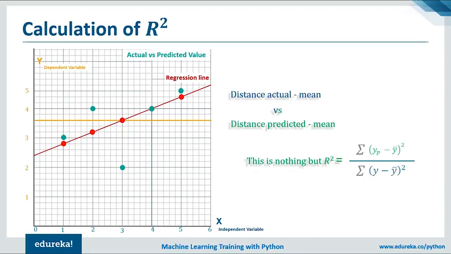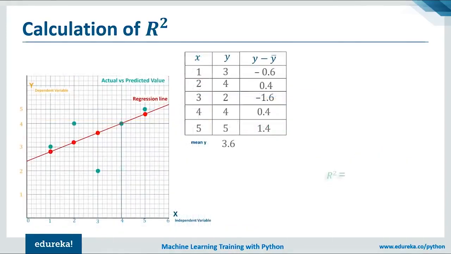Mathematically, you can represent R square as the summation of (y predicted minus y bar) whole square, divided by the summation of (y minus y bar) whole square, where y is the actual value, yp is the predicted value, and y bar is the mean value of y. That is nothing but 3.6. So remember, this is our formula.